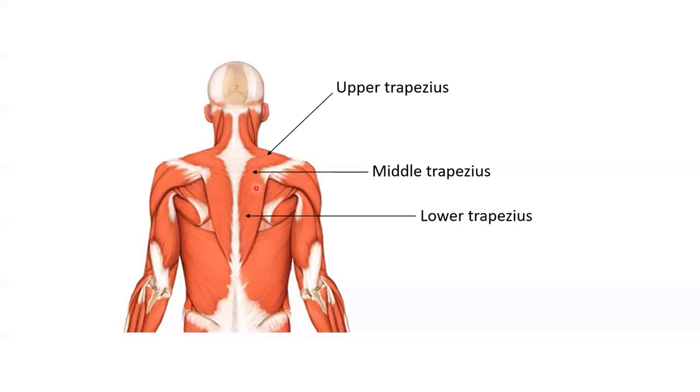The lower trapezius originates from the spinous processes of these lower down vertebrae. It also inserts onto the spine of the scapula, and so this portion of the muscle depresses the shoulder blade or the pectoral girdle when these muscle fibers contract. So we're bringing this part down closer to here.